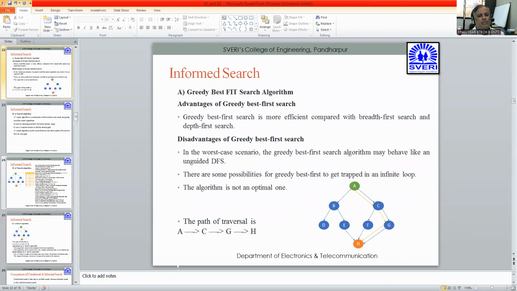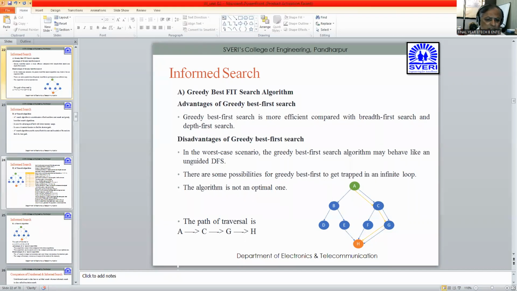What are the advantages? The advantages are that it is more efficient compared with depth first and breadth first search. There are some disadvantages. In the worst scenario, the greedy algorithm behaves like an unguided DFS. Sometimes it seems to search like depth first, but it is not. In the worst scenario, it will look like depth first search. Otherwise it will work as such only in the worst scenario.